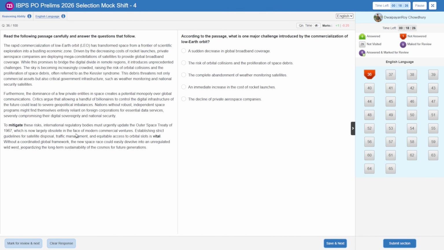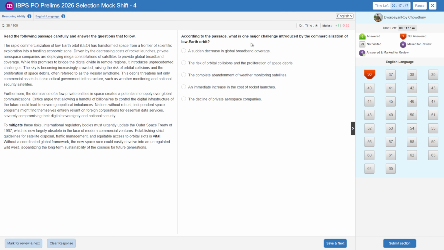To mitigate these risks, international regulatory bodies must urgently update the Outer Space Treaty of 1967, which is now largely obsolete in the face of modern commercial ventures. Establishing strict guidelines for satellite disposal, traffic management, and equitable access to orbital slots is vital. Without a coordinated global framework, the new space race could easily evolve into an unregulated Wild West, jeopardizing the long-term sustainability of the cosmos for future generations.